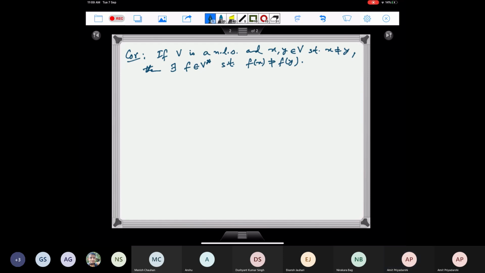So this we say that V star separates points of V. Given two distinct points in the normed linear space, there exists some bounded linear functional such that Fx is not equal to Fy. So how do we get this?